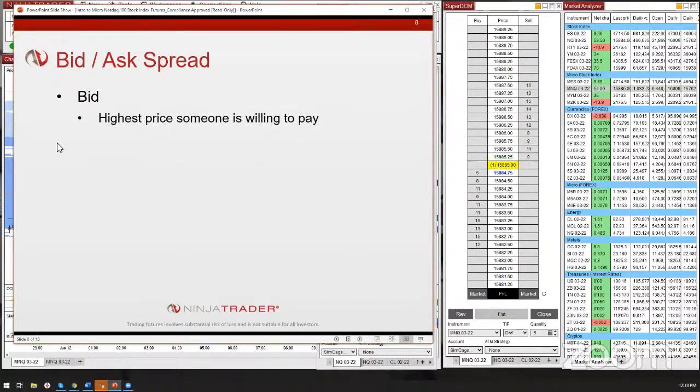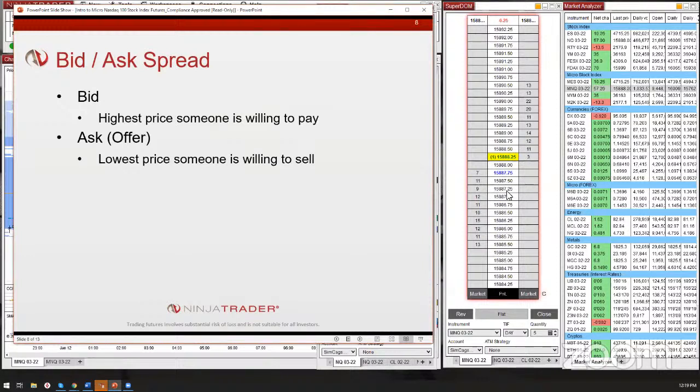Bid-ask spread: the bid's the highest price someone's willing to pay. The offer, or ask, offer is kind of an old-fashioned way of saying ask, is the lowest price someone is willing to sell. And the bid-ask spread is part of your transaction cost. I'm going to freeze the ladder right here. And you can see the highest bid right now is at 87 3/4, and the lowest offer is at 88 and a quarter, and the difference is 2 ticks or $1, right? 50 cents a tick. That's the difference. And sometimes it's 1 tick, sometimes it's 3, but it's relatively tight.